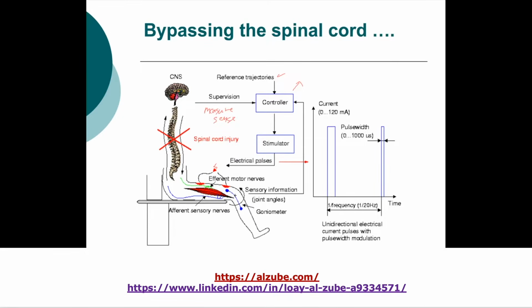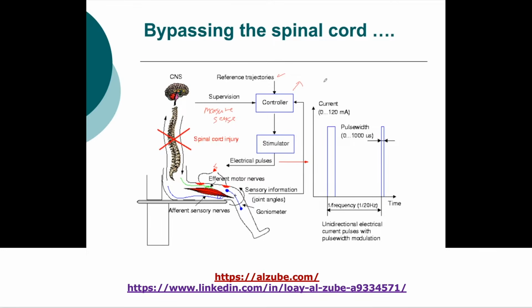That stimulation will generate an electrical pulse, and the electrical pulse will be sent to the muscle group, and then we will have contraction, and then we'll have movement. We can also have sensors here to detect the movement as sensory information that goes back to the controller. So those are the most important parts of a system that bypasses the spinal cord injury.